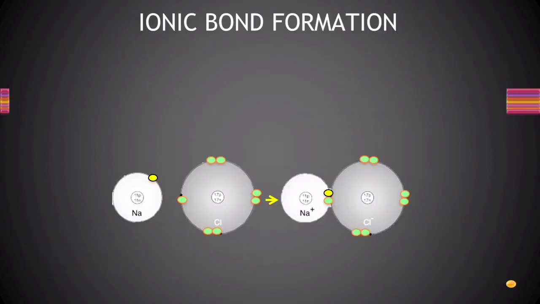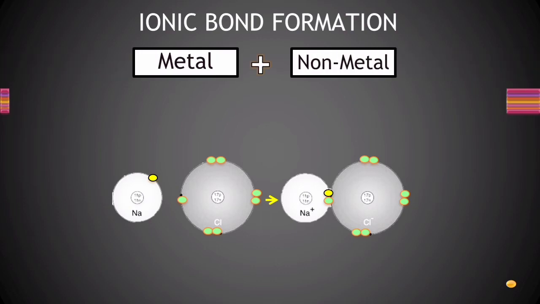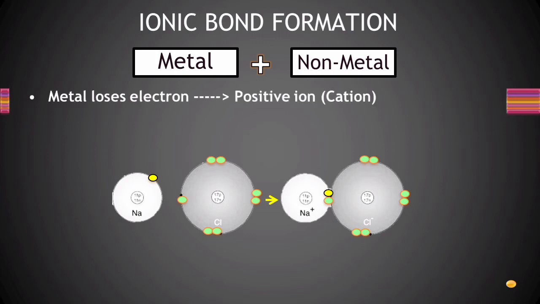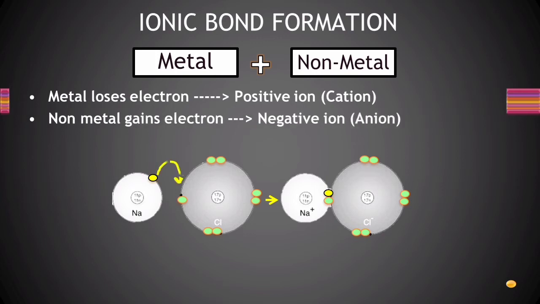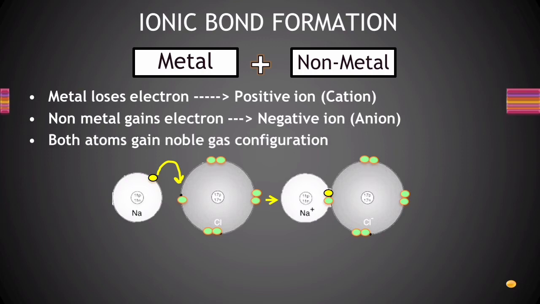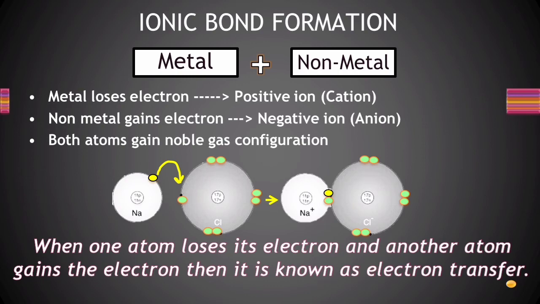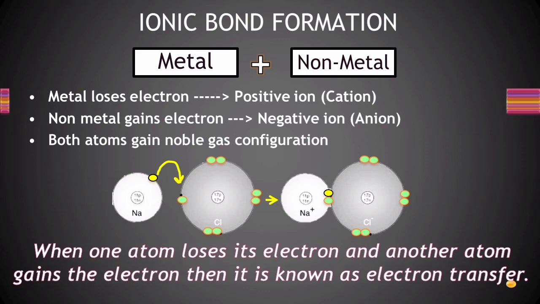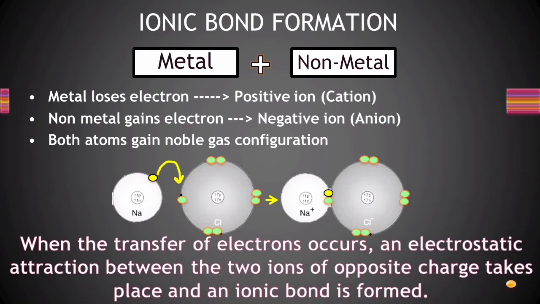So let's understand the ionic bond formation. Ionic bond is seen when a metal reacts with a non-metal. In this process, metals lose their valence electrons to attain noble gas configuration and convert into a positively charged cation. Non-metals accept electrons and gain a negative charge equal to the number of electrons accepted. In this process, both the atoms gain noble gas configuration through the electron transfer method. When the transfer of electrons occurs, an electrostatic attraction between the 2 ions of opposite charge takes place and an ionic bond is formed between the ions.